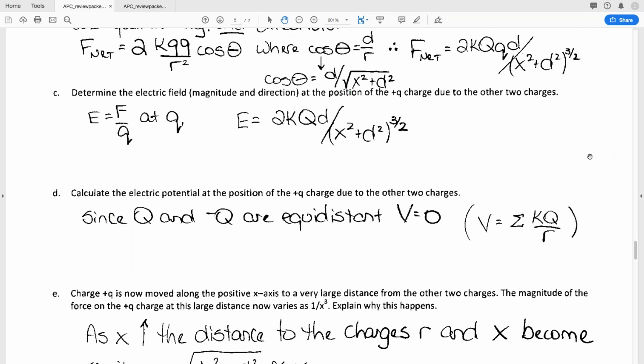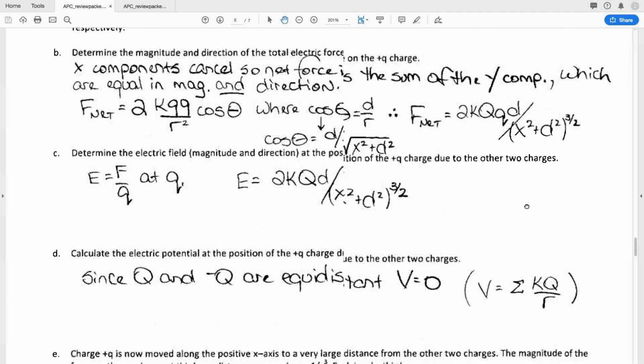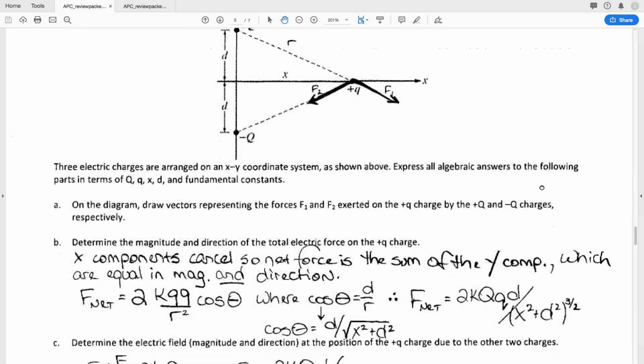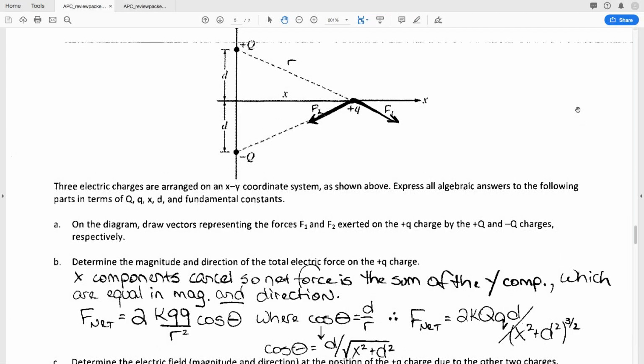And then for part D, calculate the electric potential at the center, at the position of plus Q, due to the other charges. Because they're the same distance away, this is another one I've seen so many different times: a series of questions that start with electric fields and then go to potential, and we see different results. My point is, in this problem, even though we get a net electric force and therefore an electric field directed downward, the electric potential at that point is 0.